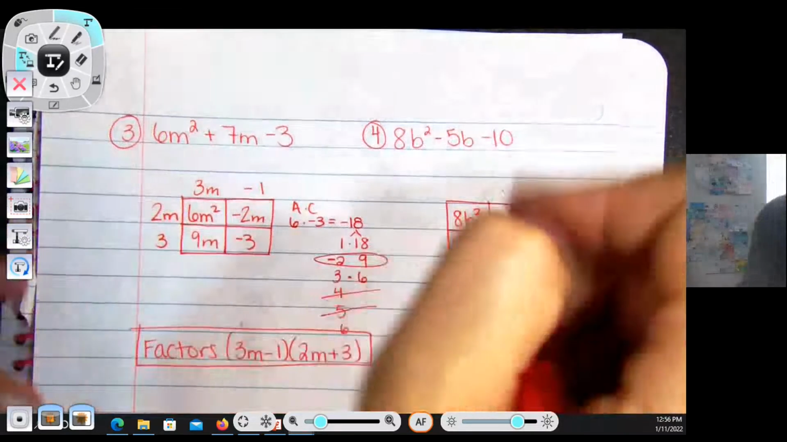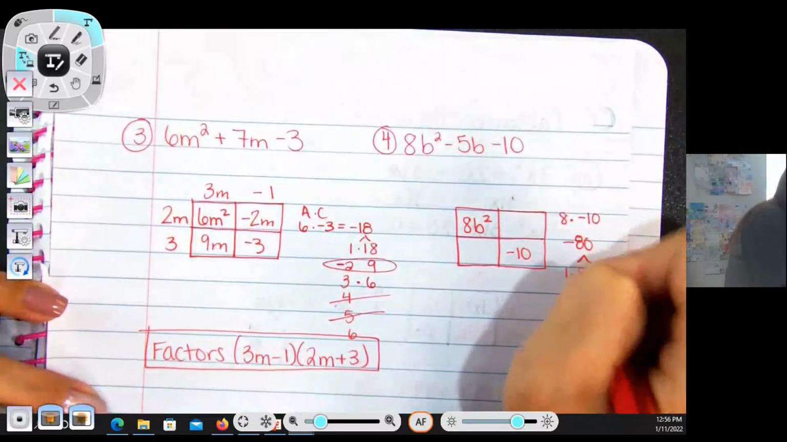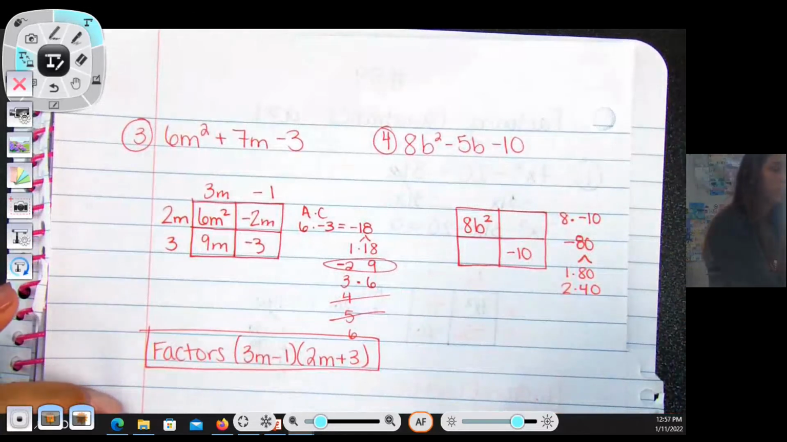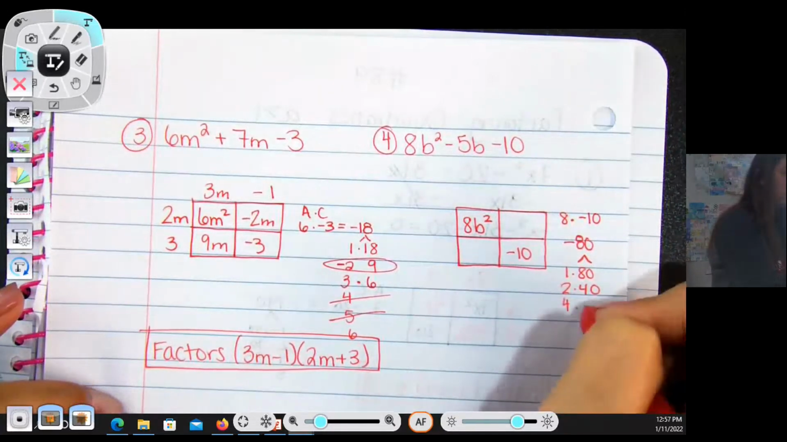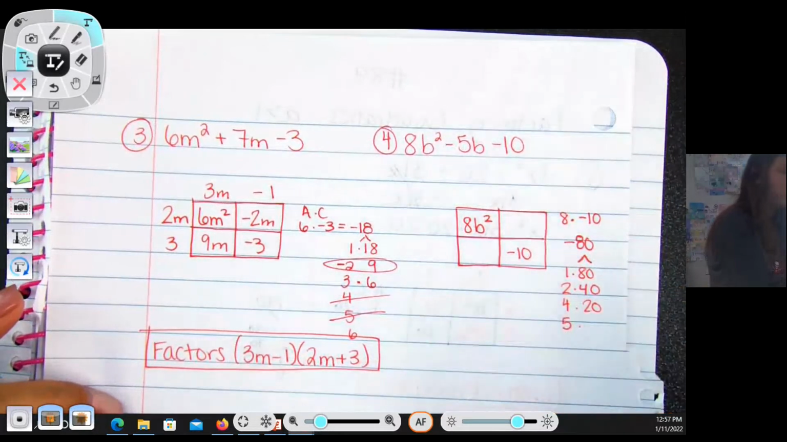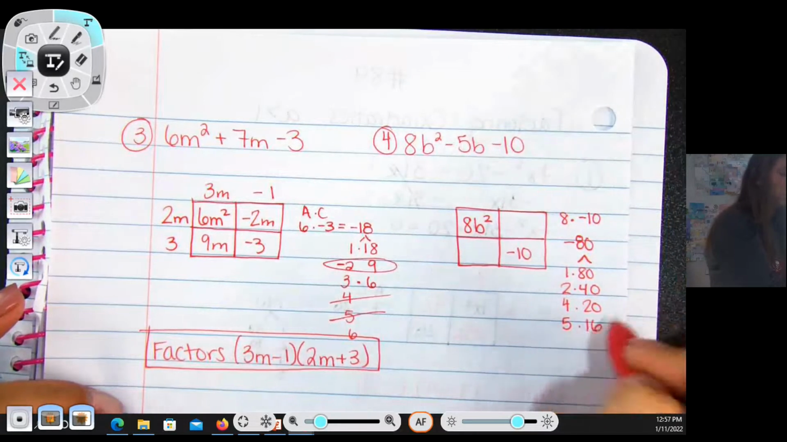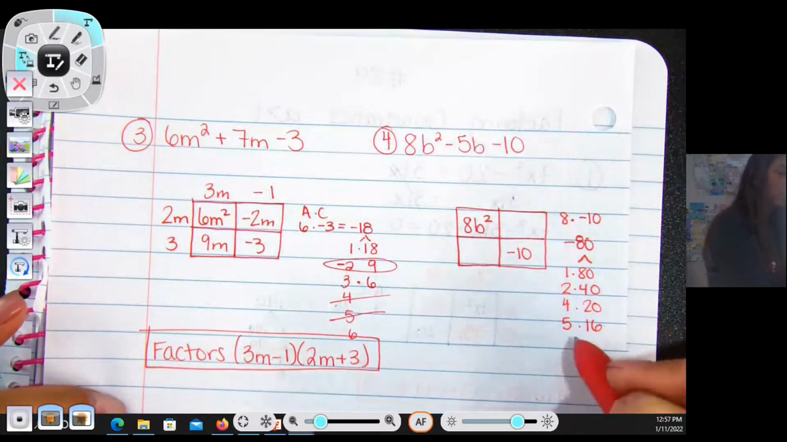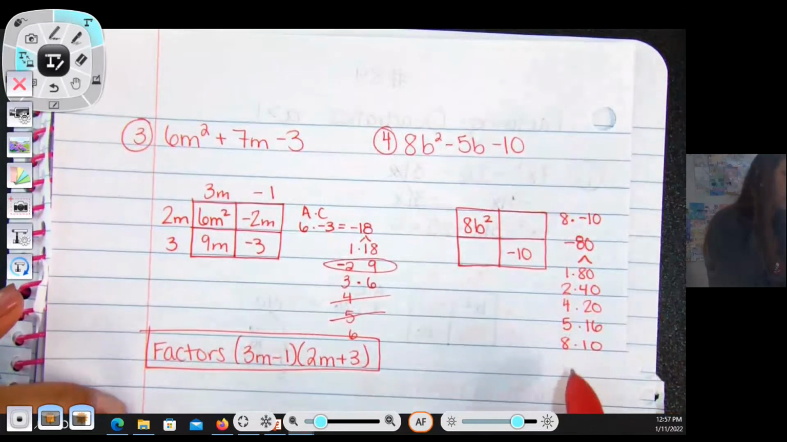1 goes into 80, 1 times 80. 2 goes into 80, 2 times 40. Does 3 go into 80? No. Does 4 go? 4 does, 4 times 20. 5 does. 6, does 6 go into 80? I don't think so. Does 7 go into 80? No. Does 8 go into 80? Yes, it goes in 10 times, 8 times 10. And then 9 doesn't.